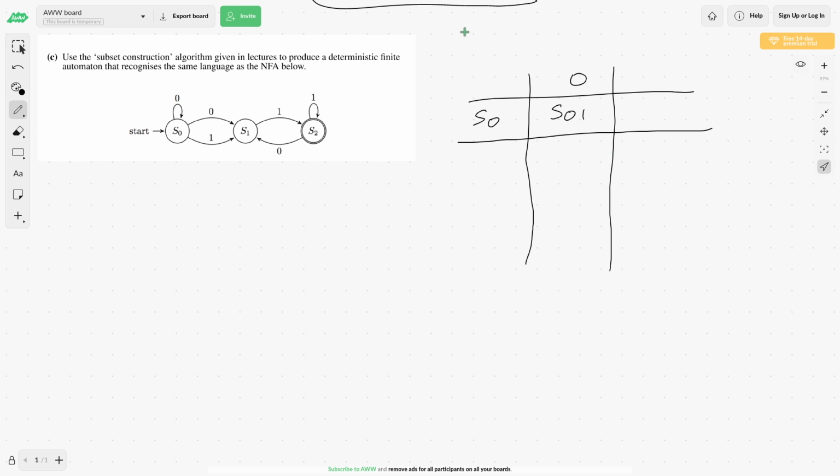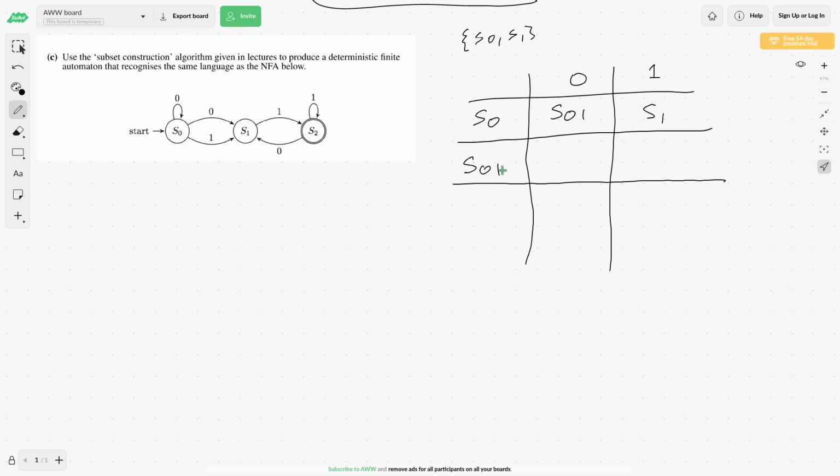You might see in lectures or other sources they like to write it as a set of states. You can do that, but the naming of states is totally arbitrary, so I like to write it in this compact form just because it's faster to write down. Okay, so if I'm in S0 and I read a 1, I can only go to S1. Cool? So now I have to explore all the reachable states. I haven't explored S01, so I guess I'll do that first.